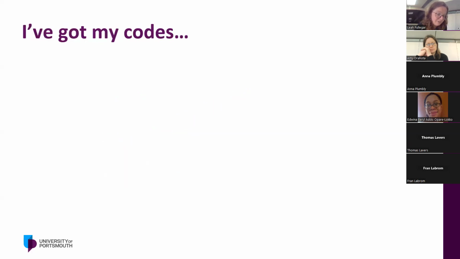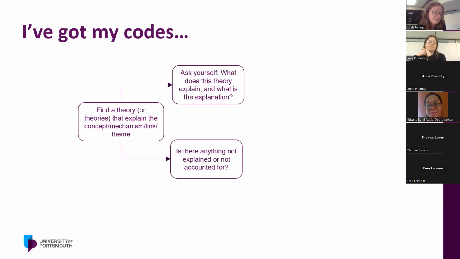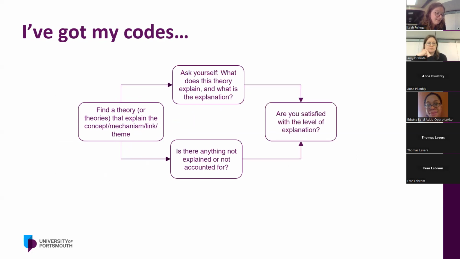So once you've got your codes and you've narrowed your codes down, you will have vague ideas about how they fit together. You find your theory or theories that explain the concept or mechanism or link or theme, and then you ask yourself, what does this theory explain and what is the explanation? And is there anything not explained or not accounted for? And then you need to think, am I satisfied with the level of explanation? If yes, that's great. You might have your first finding. However, you need to be able to explain why you're satisfied.